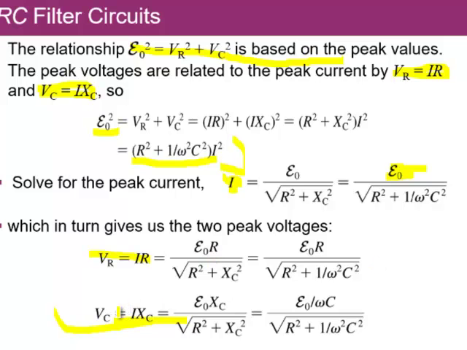For the capacitor, we have the relationship with the capacitor reactance. So we multiply the current by the capacitor reactance. And if we insert the capacitor reactance as 1 over omega C, this is what we get.